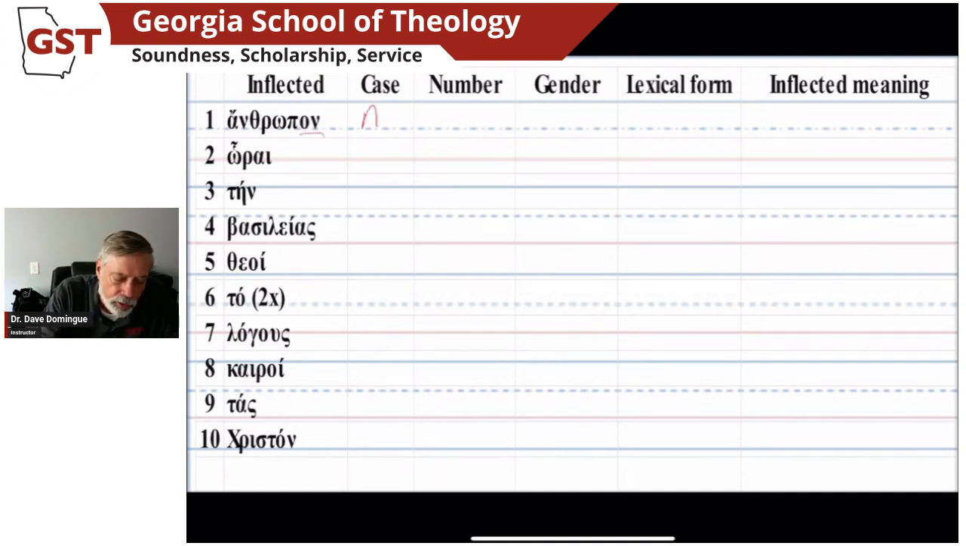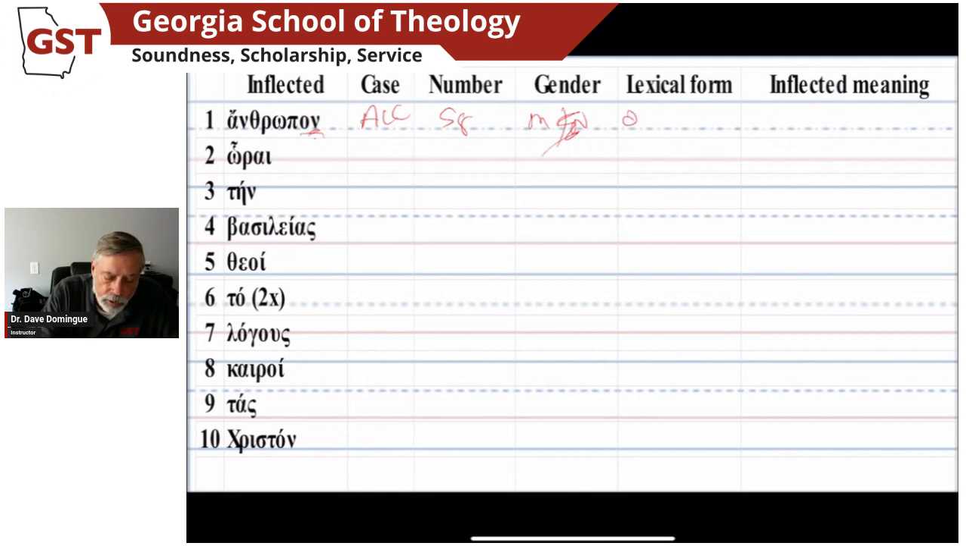Here's the accusative case, right? Because it's the omicron nu, the number is going to be singular. The gender is going to be, okay, I'm in the accusative neuter, so it could be masculine or neuter. I don't know just by looking at this. Now, I happen to know anthropos is actually masculine, so if I were to look it up, I'd say it's masculine.